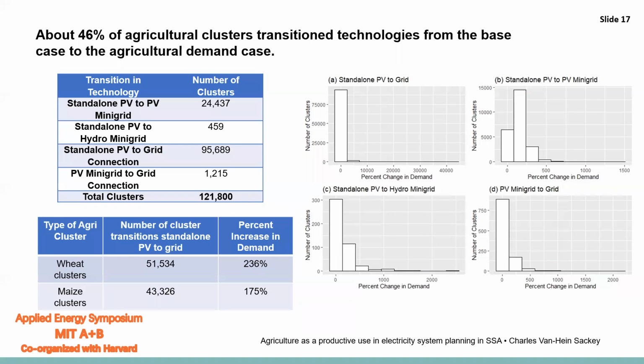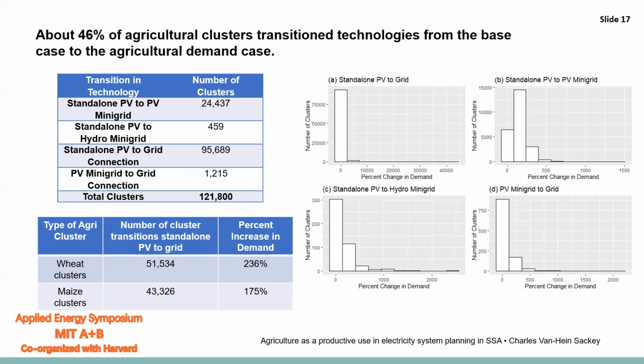Now, whereas there were virtually no transitions in supply options in the low demand scenario, there was a transition in supply options for about 121,800 agricultural clusters in the high demand scenario. One of the main drivers of these transitions is the change in electricity demand shown in the histograms on the right for the agricultural clusters. Specifically, our results show that over 51,000 wheat clusters transitioned from standalone PV or photovoltaic systems to the grid connection, whereas only 43,000 maize clusters made the same transition.